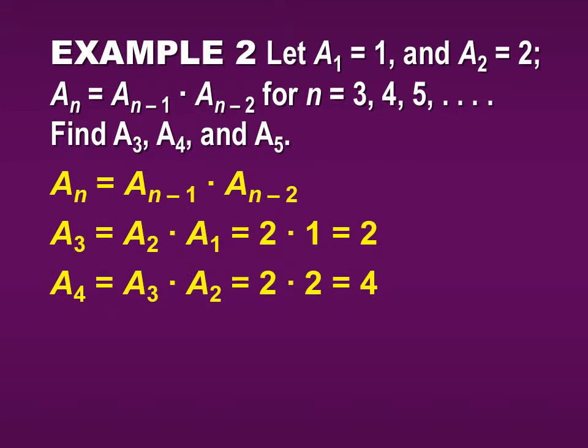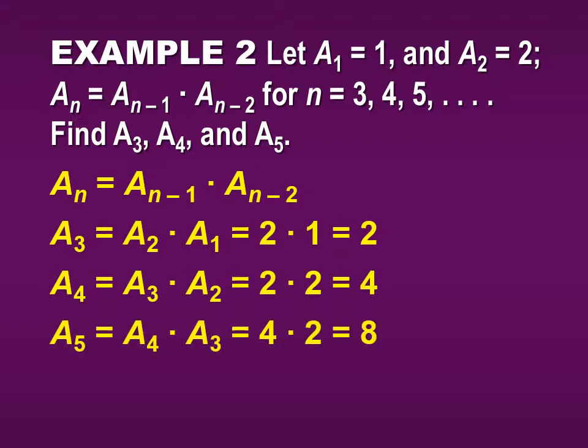For example, we're going to use it when we're trying to find a sub 4, the fourth term, right? So 4 minus 1 is 3, so we need a sub 3 times 4 minus 2 is 2, a sub 2. We need a sub 3 times a sub 2 to find a sub 4. So we need the third term and the second term to find the fourth term. Well, our third term, our a sub 3, was 2. And our second term, our a sub 2, was also 2. So 2 times 2 is 4. So our fourth term, a sub 4, is 4.